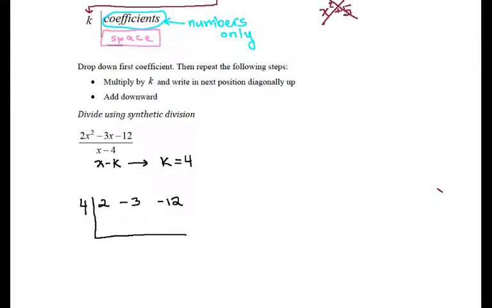Now, the first thing I do is I just drop the 2 down and write it below. Every time I am going diagonally upward, I multiply by k. So every time I'm doing this move, I multiply the number I just found by that value k that's sitting on the outside. So in this case, 2 times 4 is going to give me 8.